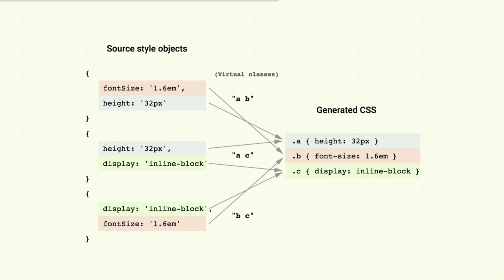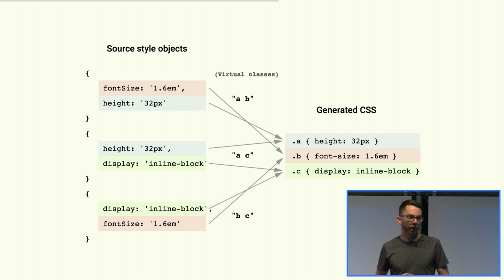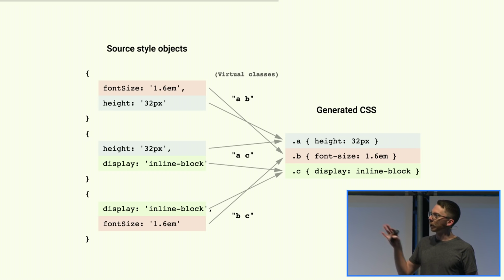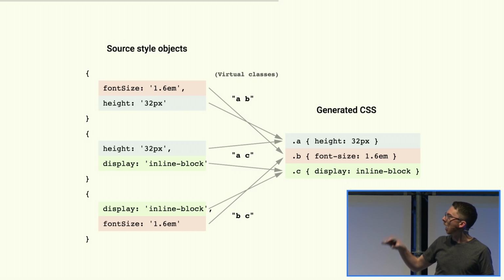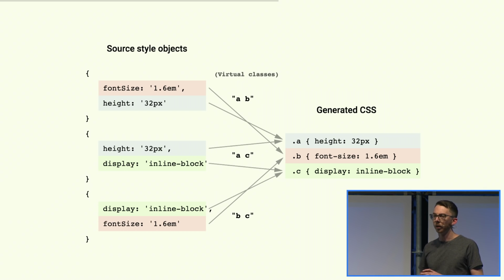So what I want to show you here is what it kind of looks like in practice. On the left there, what you've got is 3 different sets of rules being defined. And on the right there, you've got the final generated CSS. The first thing you'll notice is that the generated CSS is half the size. And why is that? It's because there's a lot of repetition going on. So font size of 1.6 em is in the first and the last one. A height of 32 pixels is in the top and middle set of rules. And display inline block is in the last 2. So that means, in effect, we've really only got 3 unique combinations, so we only need 3 classes.